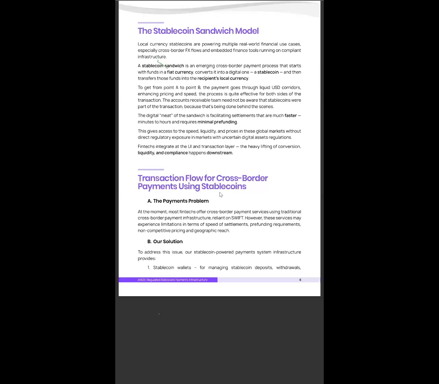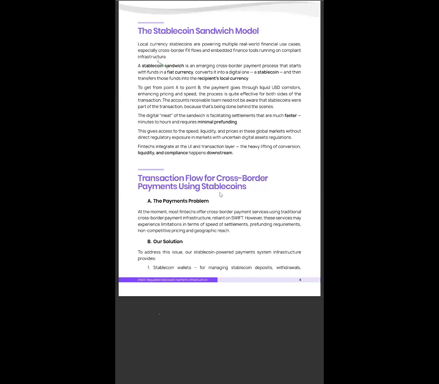So I think this might be too deep for the class for now. So I'll just leave it here. If anybody has any questions or if you want me to go into the stablecoin sandwich model, but it's basically, let me just go into it. Why not?